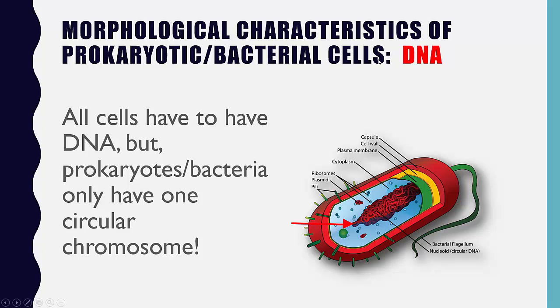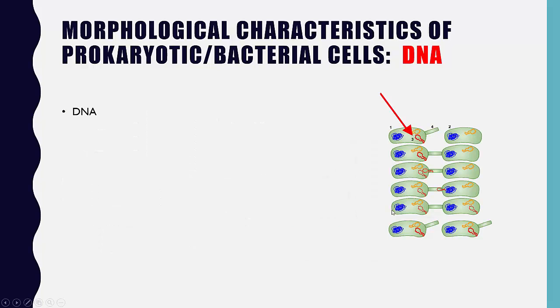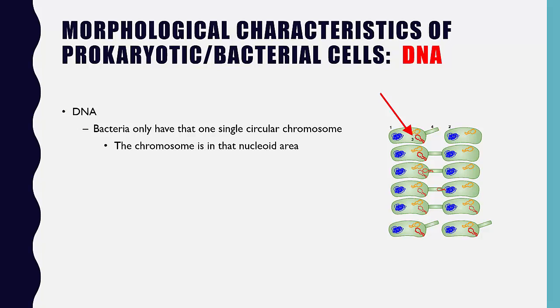Morphological characteristics of prokaryotic bacterial cells. Let's talk about the DNA. Remember, all cells have to have DNA, but prokaryotic, like bacteria cells, only have one single circular chromosome. And there it is. Okay, remember it's in the nucleoid area. Remember we call this the nucleoid area. There might be some plasmids there, but that's different. One single circular chromosome. All right, so remember, bacteria only have one single circular chromosome. All right, I got it. And it's in the nucleoid area here.